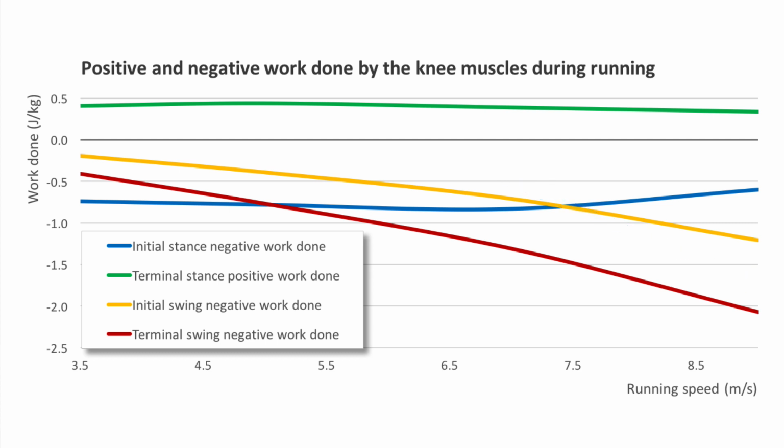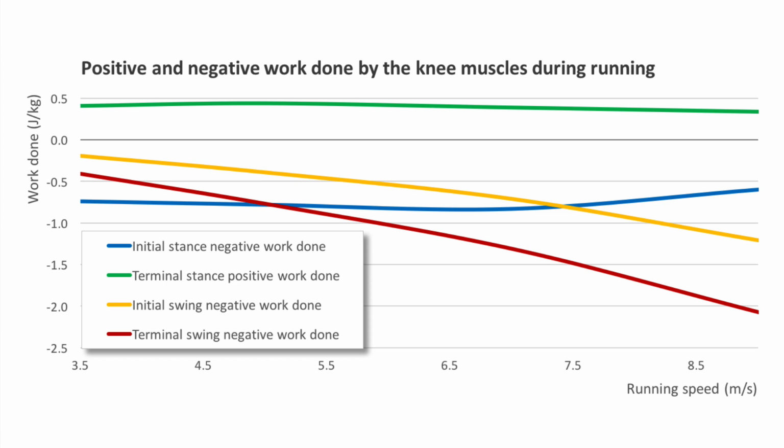But again, the work done at the end of the swing phase seems to increase by more than the work done at the beginning. So the role of the hamstrings in absorbing energy seems to be more important than the work of the quadriceps in absorbing energy, at least in the swing phase of running.